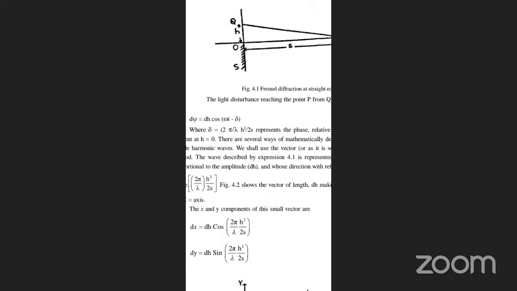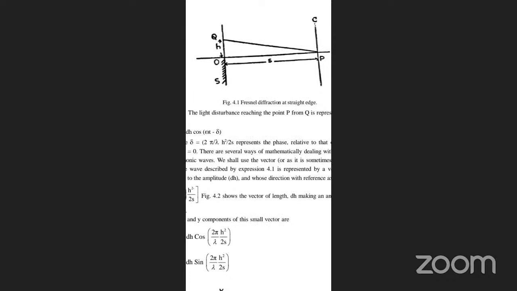Now, the mathematical treatment of diffraction at a straight edge means applying Huygens-Fresnel's theory to Fresnel diffraction at a straight edge. Here the figure shows the straight edge OS extending to a large distance beyond S. A plane wavefront is incident from the left. Its portion along OS is completely stopped by the straight edge, and the part extending along OQ and beyond is allowed to pass.